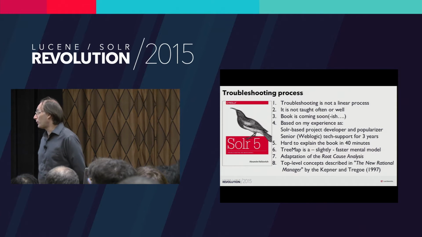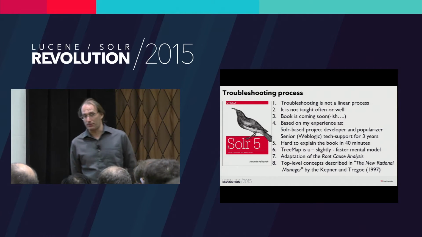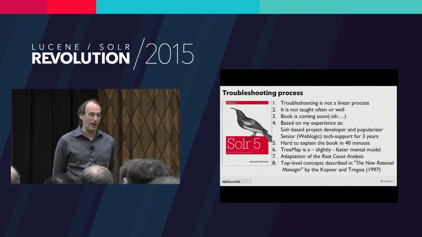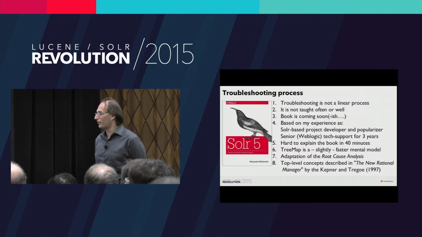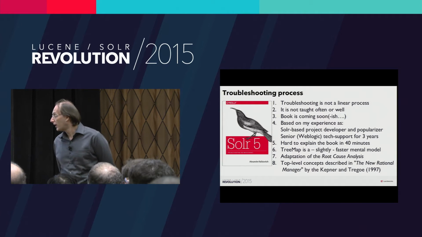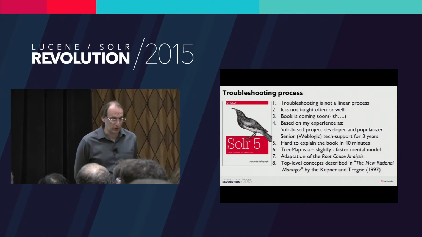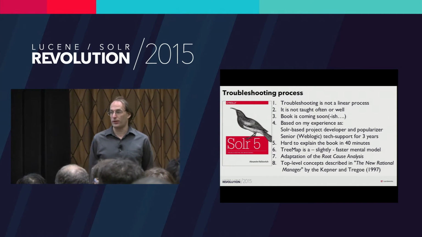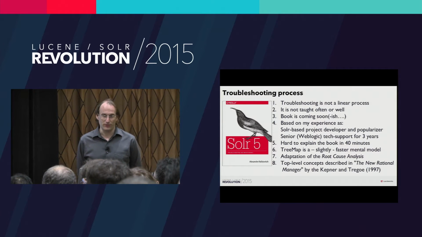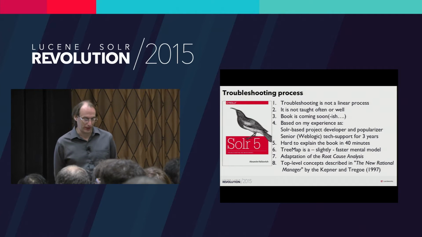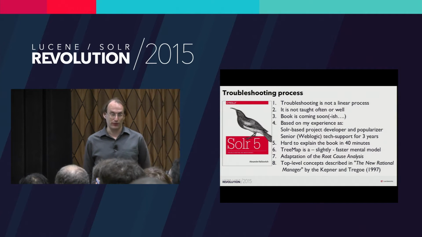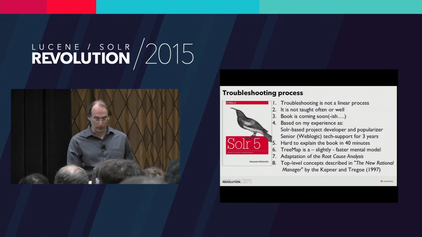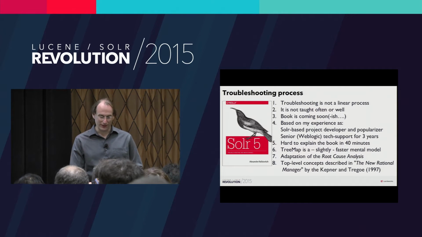Now, it's hard to explain the book in 40 minutes, so I'm going to give you a slightly simplified mental model based on a Treemap approach, which is covering the same concepts, but in a way that is easier to understand in slide form. The mental model is based on something called root cause analysis. Some of you may know that terminology. It's used in other fields. It's not specific to Solr. It's not even specific to software engineering. And it actually came from a fairly old book called The New Rational Manager, which is a really good read. I recommend it if you can find a copy. It would probably be quite cheap by now second hand.